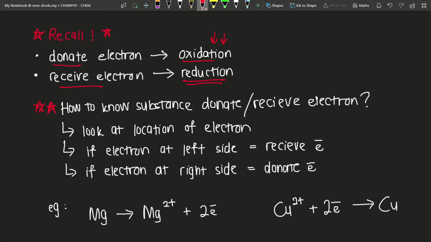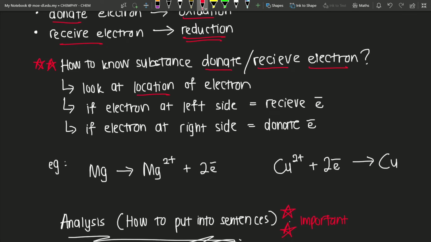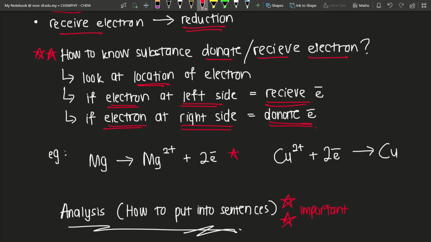So next, how to know whether a substance donates or receives electron? Macam mana kita nak tahu satu bahan itu derma ataupun melepaskan elektron ataupun menerima elektron? So you guys will take a look at the location of the electron. If the electron is at the left side, dekat bahagian kiri, the substance is said to be receiving electron. But if the electron is at the right side, the substance is actually donating electron. So contoh kat sini kita ada half equation untuk magnesium, persamaan setengah magnesium. Mg → Mg2+ + 2e-.